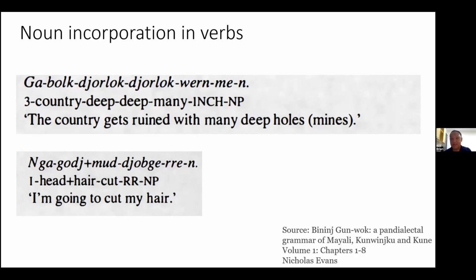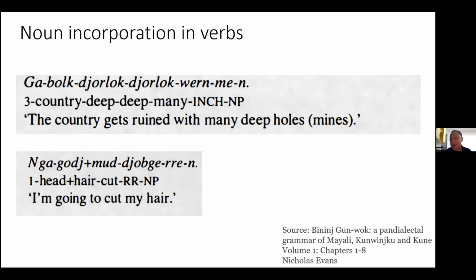So this whole sentence is basically one word. It means the country gets ruined with many deep mines. That's one word, and it breaks down into a lot of smaller parts. So literally, the first part, the ga, shows a third person singular object. So the country, singular. And then you put the word country, you put the word deep and many, and then you have other things as well. The ending, I think it's, I'm not sure, I think it's a past tense. Let me see, I guess, but non-past. So it's something that's happening in the present. All right. Things like this.